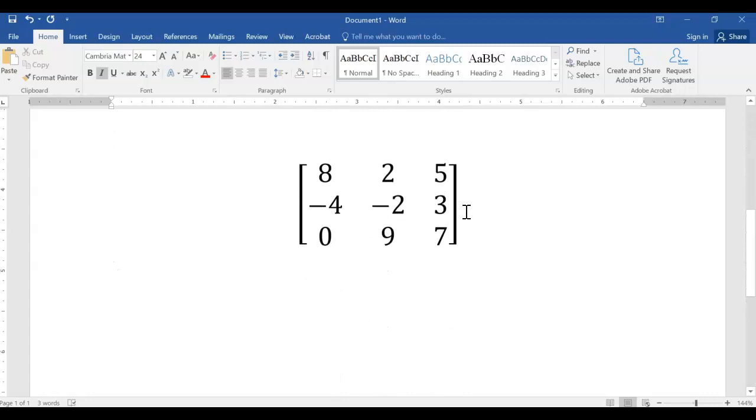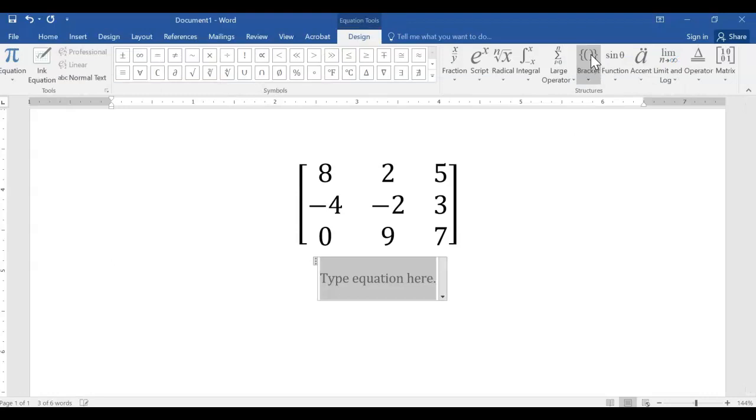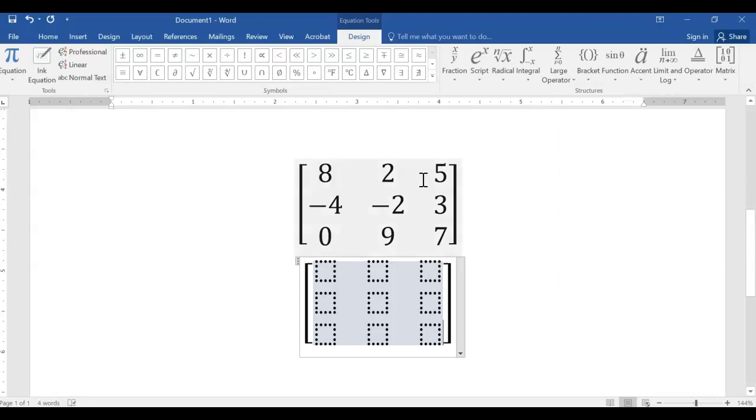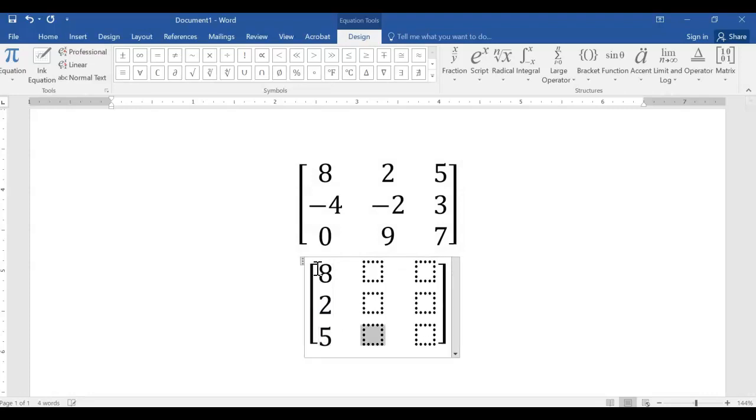Now, if we have a square matrix, that's not going to change the dimensions. If I have three rows and three columns, I'm still going to have three rows and three columns. But 8, 2, 5 as my first row is going to be changed to 8, 2, 5 as my first column.